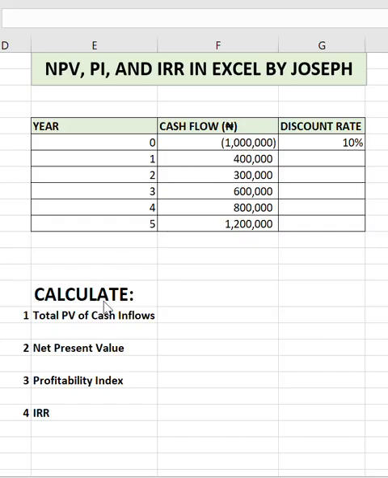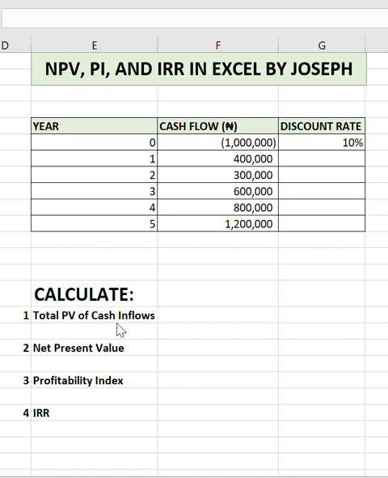So I'll briefly explain what we are expected to do. For instance, we have 1 million naira and we want to invest it into a project, an investment, or a business venture. You can't just start investing your money without knowing whether the investment is worth your time and money. So you have to calculate the total present value of cash inflows, the net present value of this project, the profitability index, and IRR, which is the internal rate of return.